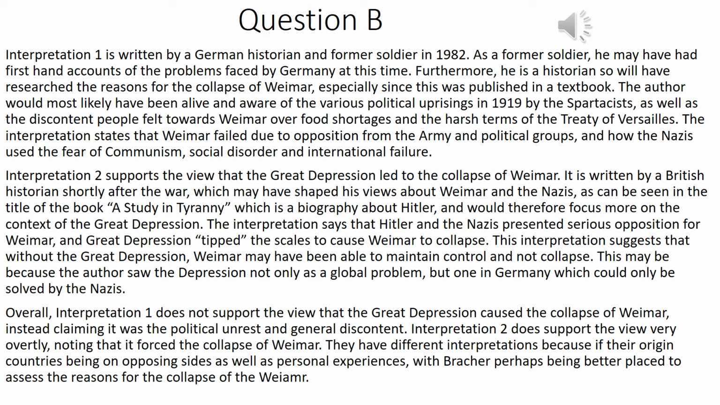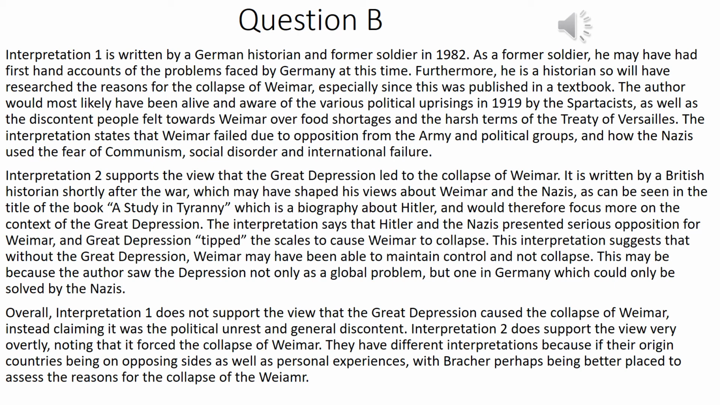The interpretation says that Hitler and the Nazis presented serious opposition for Weimar, and the Great Depression tipped the scales to cause Weimar to collapse. This interpretation suggests that without the Great Depression, Weimar may have been able to maintain control and not collapse. This may be because the author saw the Depression not only as a global problem, but one in Germany which could only be solved by the Nazis.